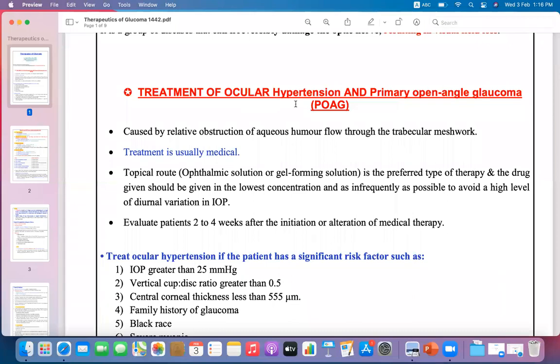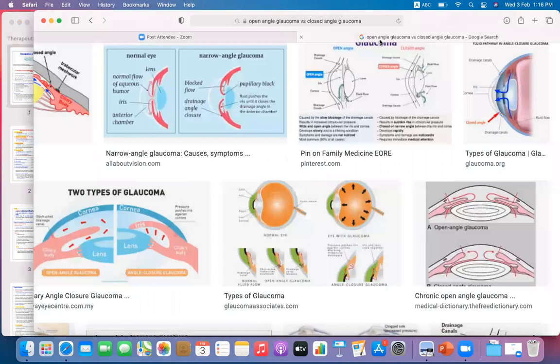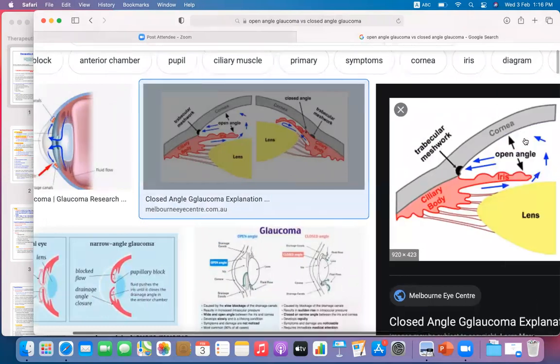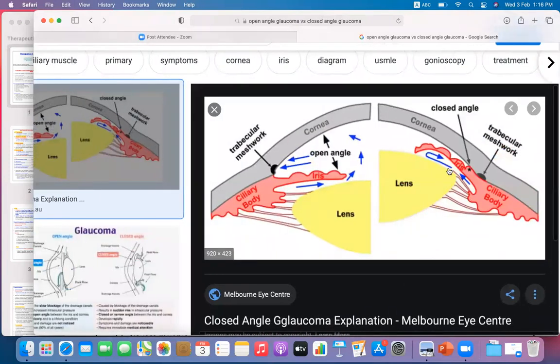Treatment of ocular hypertension, also called primary open angle glaucoma. What is the reason for this open angle glaucoma? It's caused by the relative obstruction of aqueous humor flow through the trabecular meshwork. As we just saw in the image, there is the obstruction for the outflow of the aqueous humor by the trabecular meshwork.